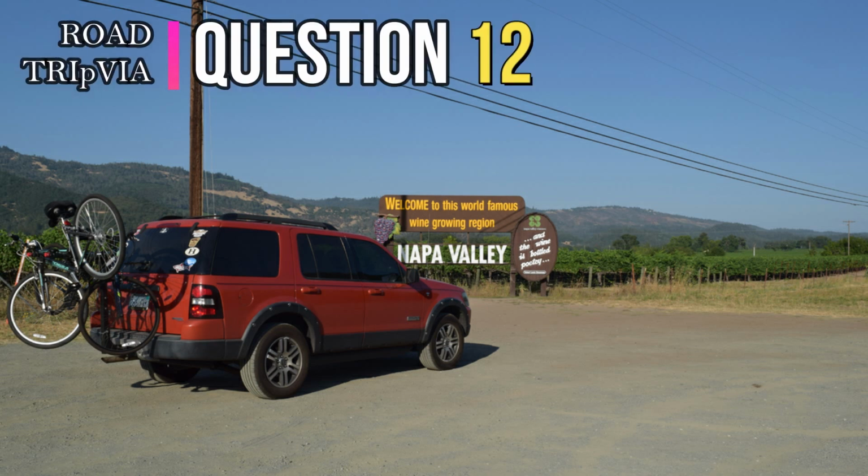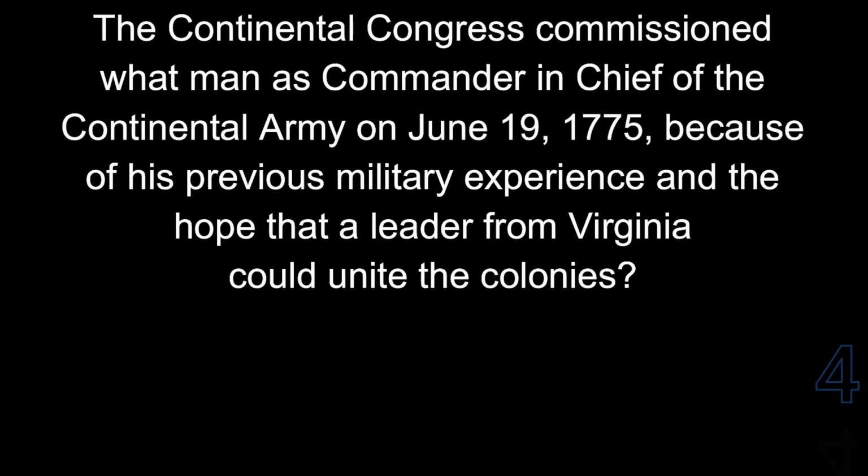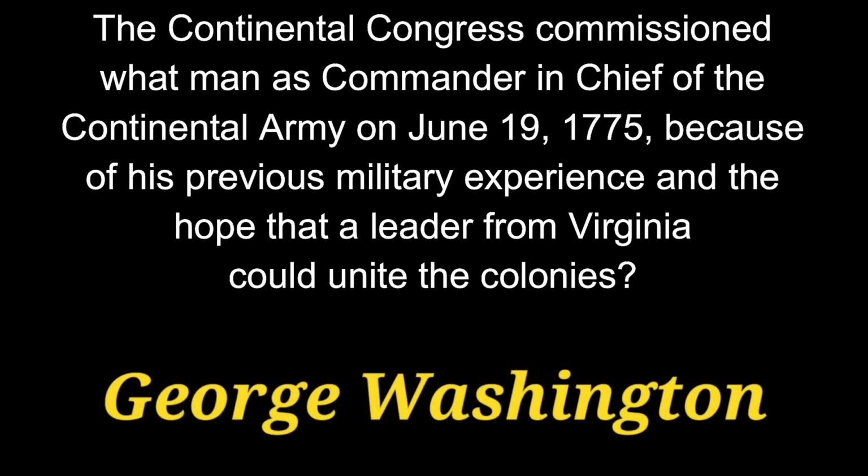Question 12. The Continental Congress commissioned what man as Commander-in-Chief of the Continental Army on June 19, 1775 because of his previous military experience and the hope that a leader from Virginia could unite the colonies? That man was George Washington.